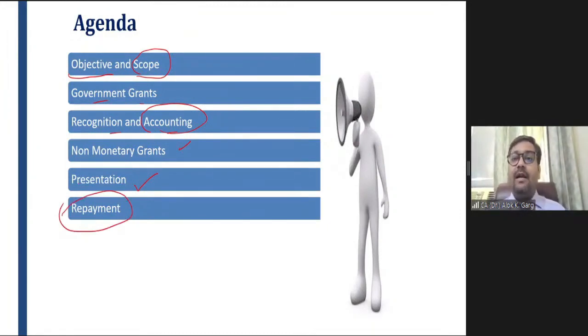If the government grant has not been attached to any condition, then of course repayment does not come into play. So we will discuss, in case the government grant has to be repaid after 2 years or 3 years, then what will be the accounting.